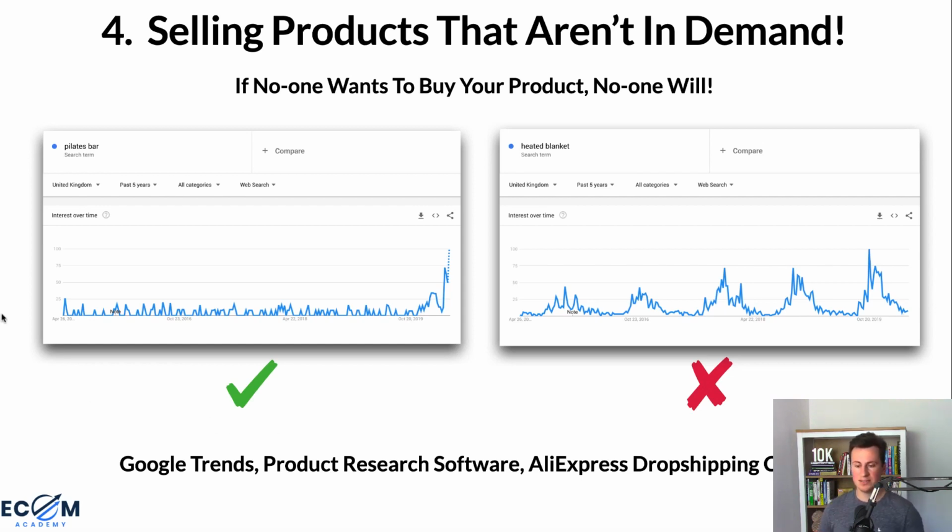There are some other places as well in which you can go to find this kind of information. Number 1 is Google Trends, obviously, which I've just talked you through. Number 2 is different product research softwares. I personally use Sell the Trend.